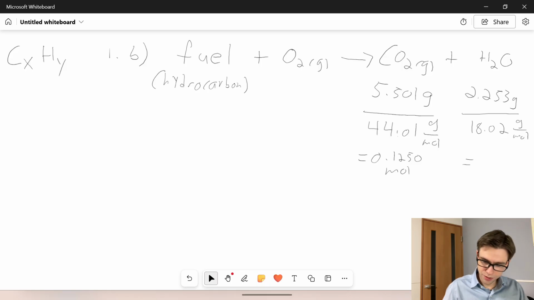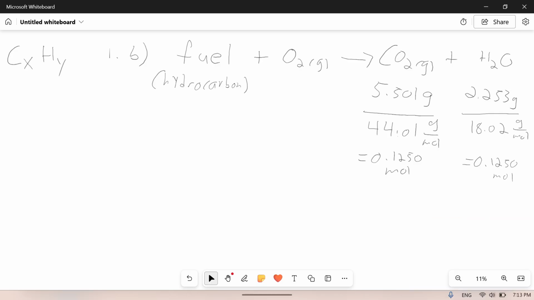And that will be 0.1250 moles, also the same. Okay, so we have 0.1250 moles of each product, but then we're kind of stuck, right? We can't just divide by the smallest here, because this CO2 and H2O don't mean exactly the ratios of carbon and hydrogen in our starting materials, our fuel. Remember, this is the fuel. But they do have a connection with the fuel, okay?